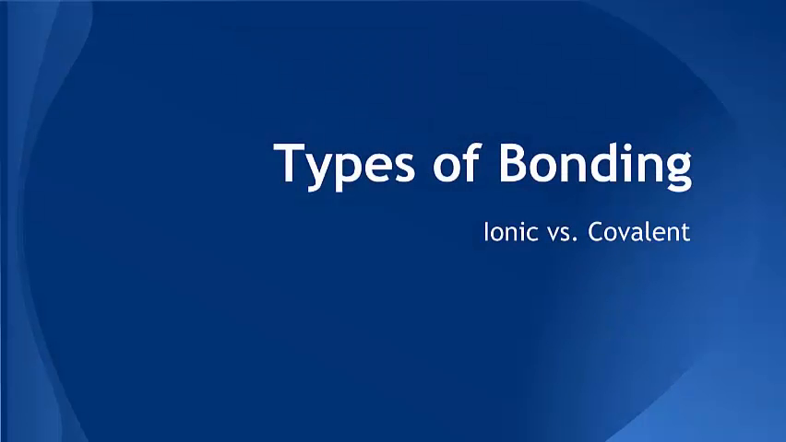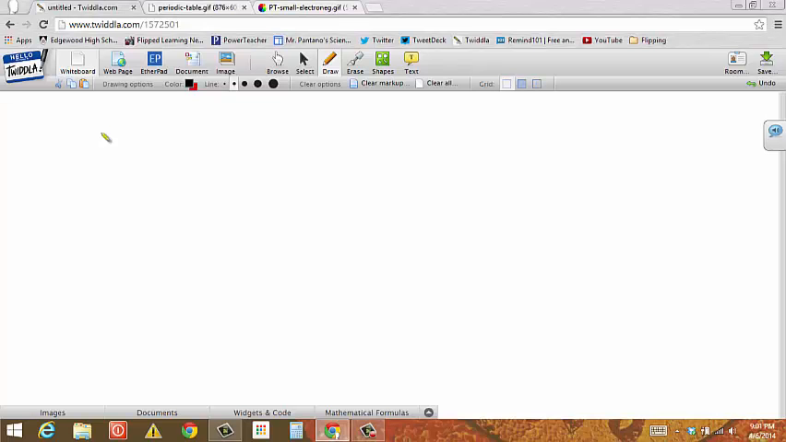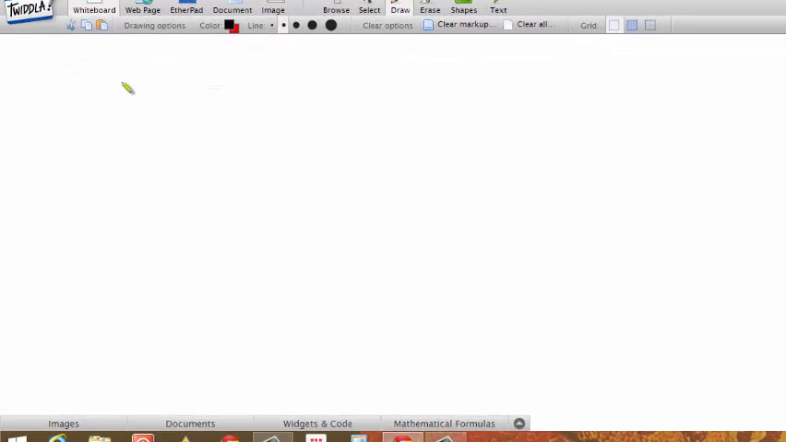We're going to talk about types of bonding, ionic versus covalent. Let's take a look at how atoms connect to one another. We're going to be looking at two types of bonding. The first is called ionic bonding. The nature of ionic bonding depends in part on the elements involved.